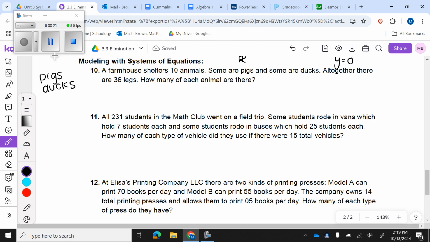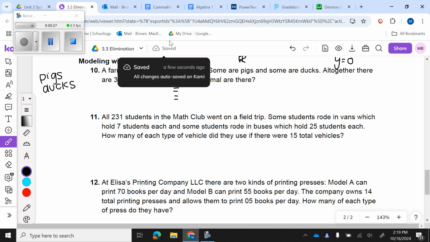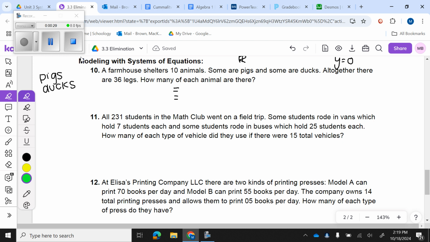Well, if it's a system of equations, I know I'm going to need two equations. So go ahead and throw two equal signs in there, okay? And I need to find my two totals. Well, one of my totals, it says 10 animals, so that's one total. And the other total says there's 36 legs, so that's another total. So now I got to go ask myself this. It says 10 animals. Well, what's making up my animals? My pigs and my ducks.